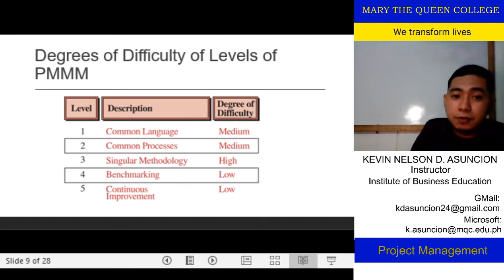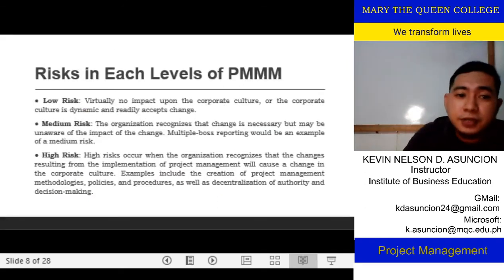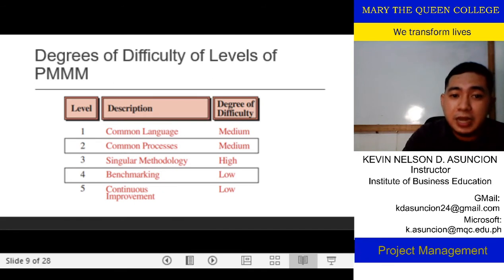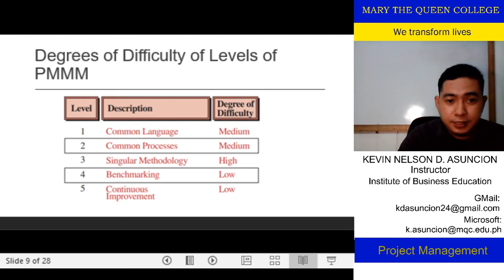So for number 1 common language, the degree of difficulty or the risk there is medium, as well as the common processes. Why? No? Why? Let's just go back with this. Nare-recognize yung change, no? It's necessary but unaware of the impact. So if you change the language and you change the process, there will be medium risk, no?